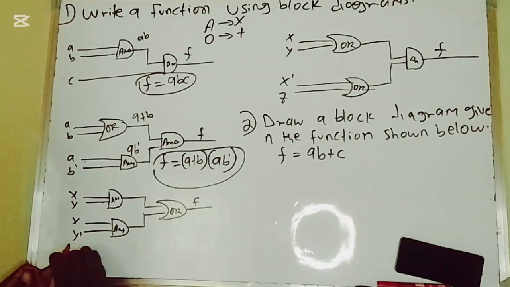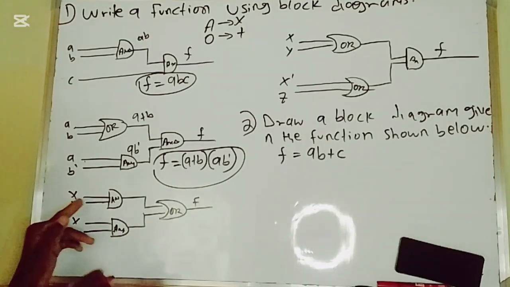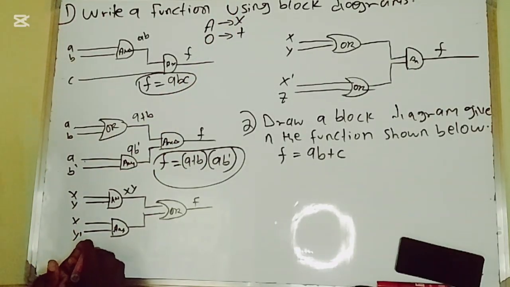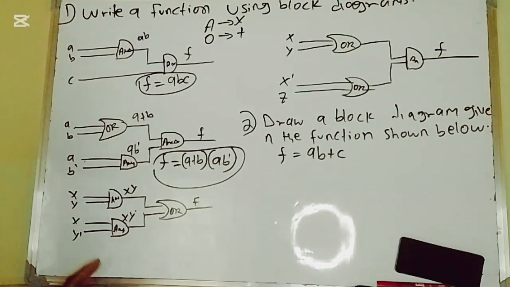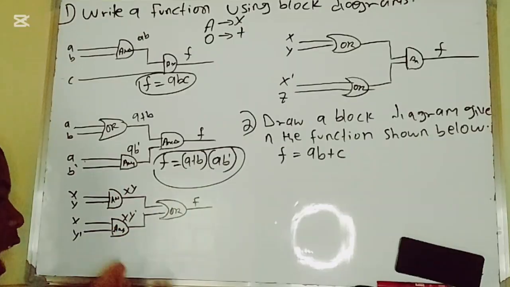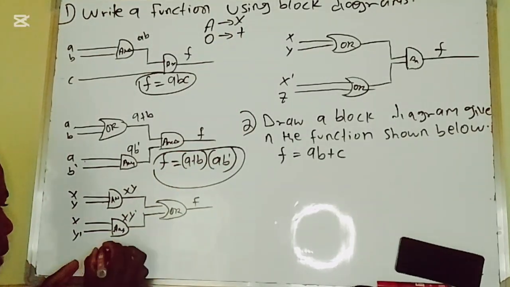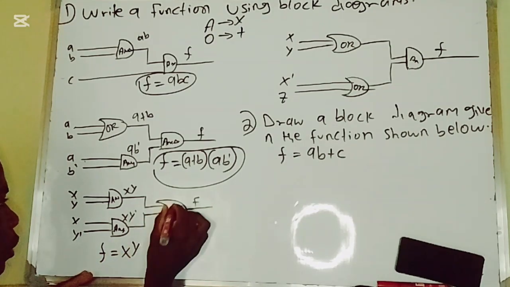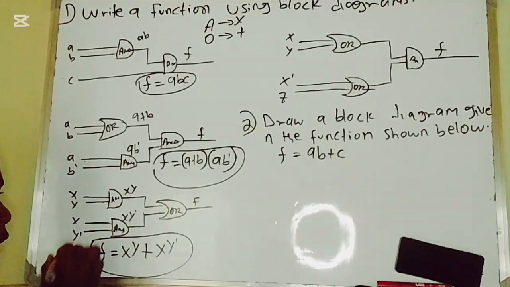So let's take a look at this one. We have X and Y, and this is an AND, so the output of this will be XY, because AND is multiplication. This is also an AND, so I will end up with XY prime. This becomes my new input, XY and XY prime, and this is an OR, and OR is addition. So I'm just going to add them. F equals XY plus XY prime. This is the solution.